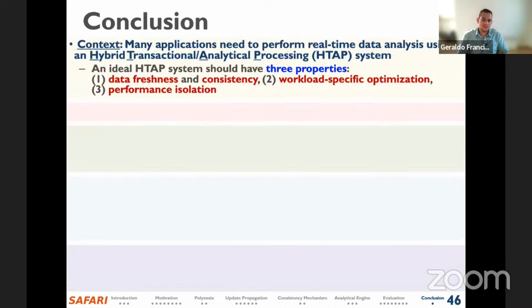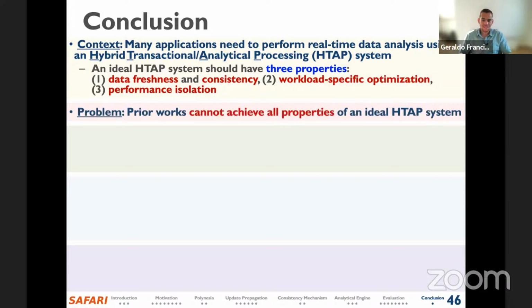As we saw in this presentation, many applications today need to perform real-time data analysis, meaning that they need to execute data analysis with the most recent version of the data. Such applications often use a hybrid transactional analytical processing, or HTAP, system. An ideal HTAP system should provide three key properties. First, it should provide data freshness and data consistency. Second, it should allow for workload-specific optimizations. And third, it should provide performance isolation to transactional and analytical workloads. We extensively analyzed state-of-the-art HTAP systems, and we observed that they failed to achieve all of the three desired HTAP properties.